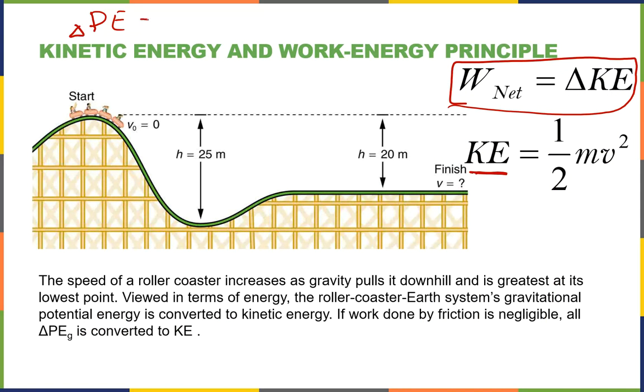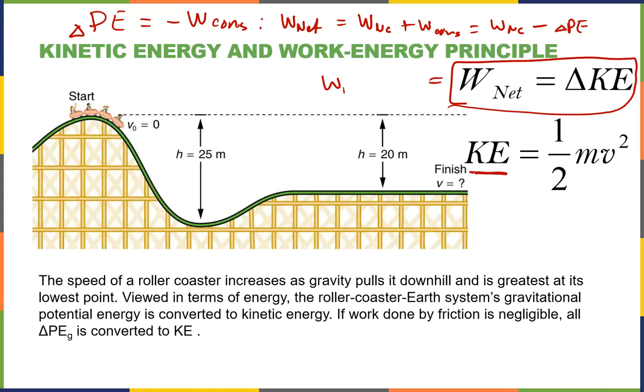And so since change in potential energy is equal to minus work conservative, then work net can be broken up into work non-conservative, that's work done by friction, work done by you or a machine, plus the work conservative, which would be work non-conservative minus change in potential energy. But the work energy principle says the net work is the change in kinetic energy, so that means work non-conservative minus change in potential energy is the change in kinetic energy. And so if I solve that for work non-conservative, I get work non-conservative is equal to change in kinetic energy plus change in potential energy.